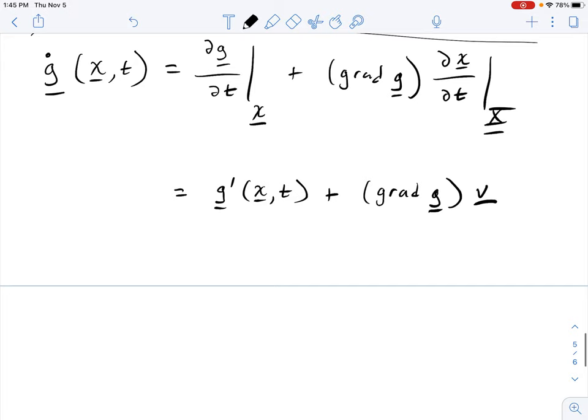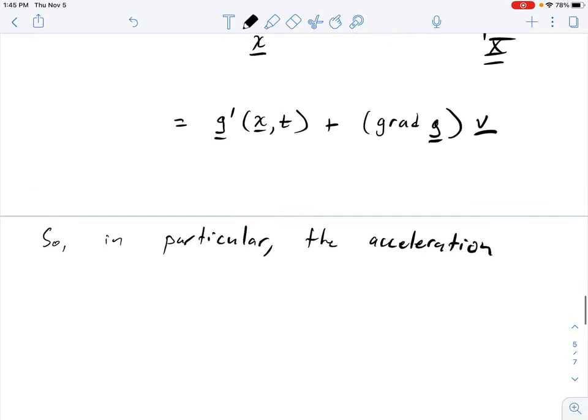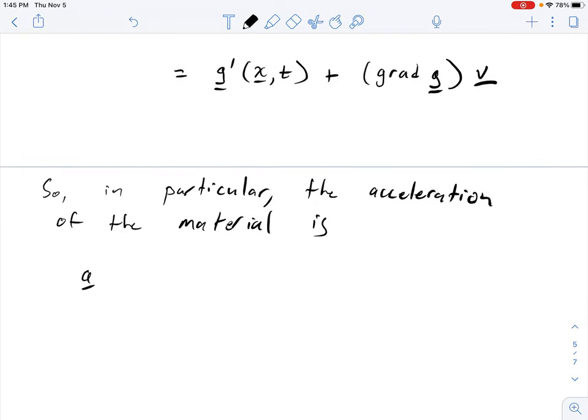So in particular, the material acceleration, we'll say the acceleration of the material, A, is equal to V dot, is equal to V prime plus grad V acting on V. And so this nonlinear term that arises, if you're doing, say, fluid mechanics or dynamics, is where an awful lot of your challenge comes into play, because that's what makes it all nonlinear and nasty: the fact that you have grad V acting on V in your inertial term.